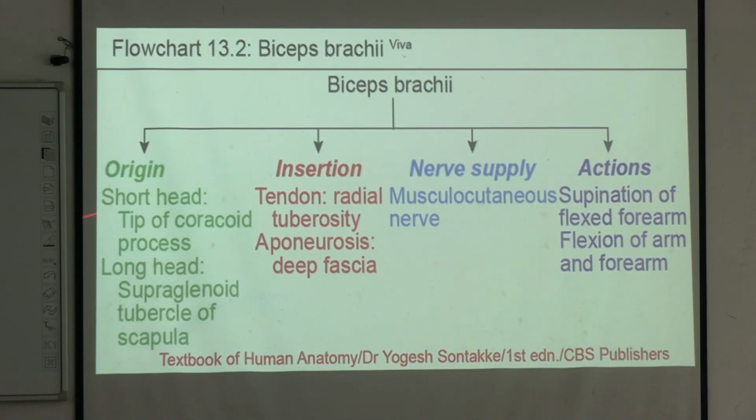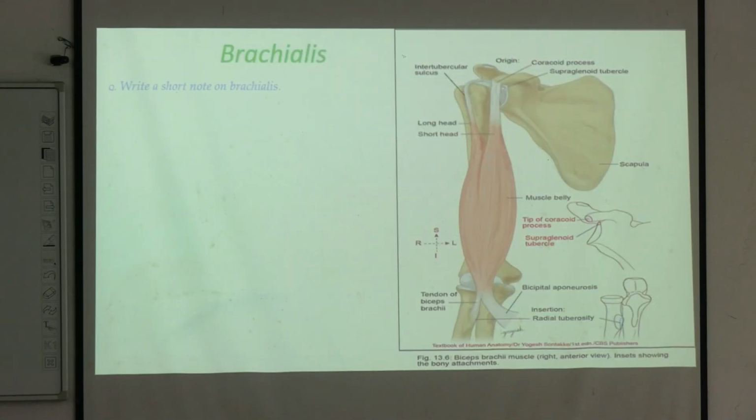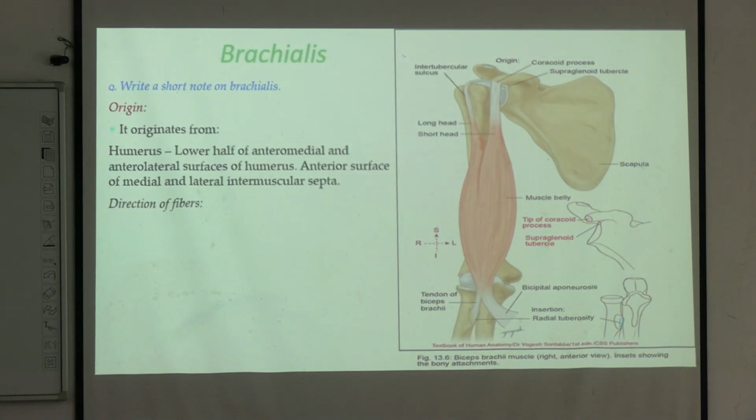So origin: short head, tip of coracoid process; long head, supraglenoid tubercle of scapula. Insertion: radial tuberosity, and the aponeurosis into the deep fascia, the bicipital aponeurosis. Nerve supply is the musculocutaneous nerve. Action is supination of the flexed forearm, and flexion of the arm and the forearm. Okay, so these are the actions of biceps brachii. Next we are going to the brachialis muscle.